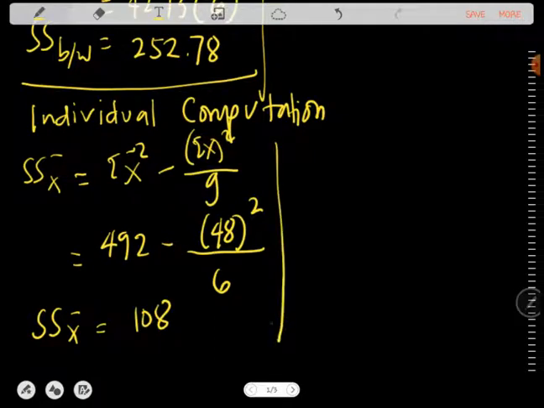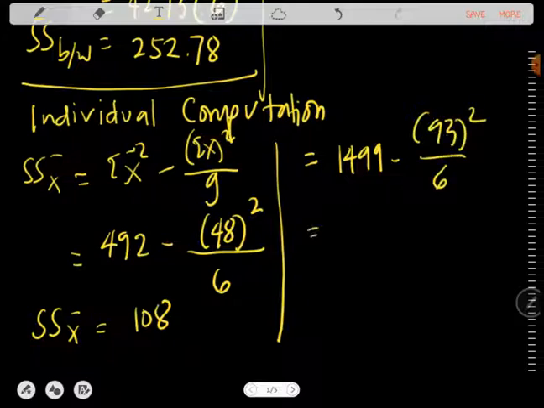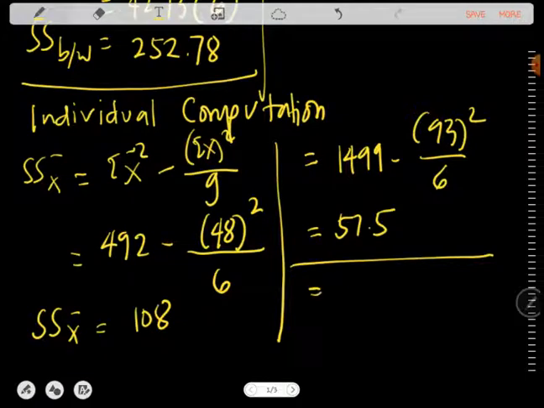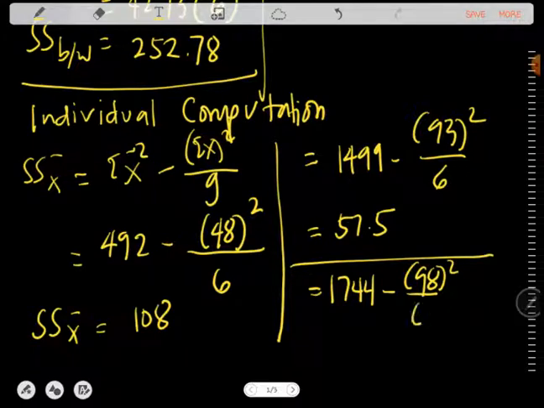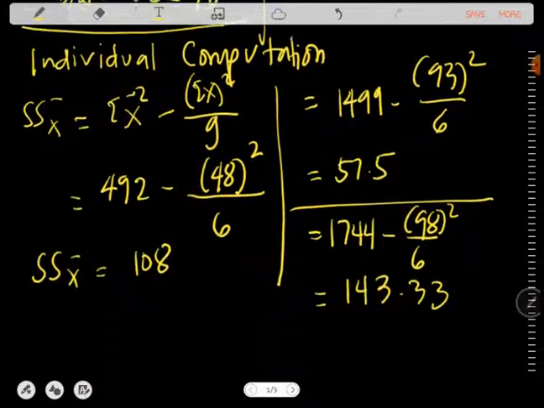For our group 2 naman, substitute ko na lang. So that is 1,499 minus quantity 93 squared over 6. And that is equals to 57.5. And for the other group, yung last group natin, that is equals to 1,744 minus the quantity 98 squared over 6. And we get that the SS bar X of group 3 is just equals to 143.33. Ngayon, saan natin to gagamitin?